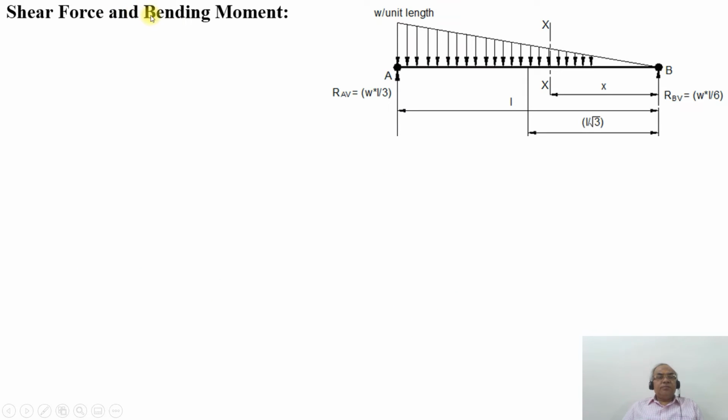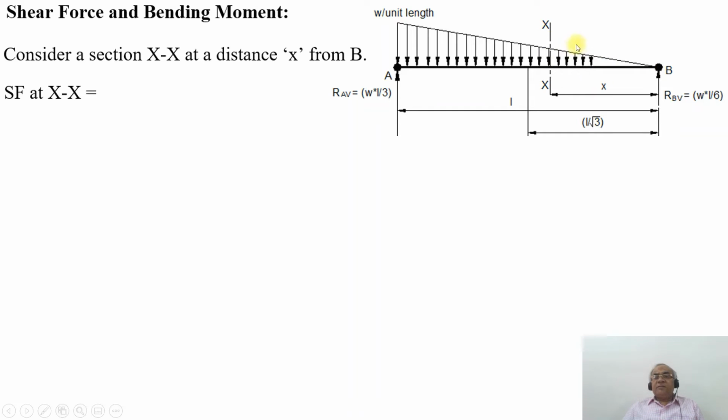Now we are going to take up the shear force and the bending moment diagram. So consider the section XX at a distance of X from the free end, from the support B. SF at XX, we want to take that from the similar triangle principle, triangle ABW will be similar to triangle XXB. So we want to find out the height of the smaller triangle, because the shear force I need to find out at this section.